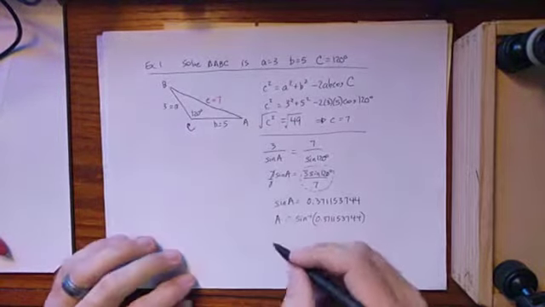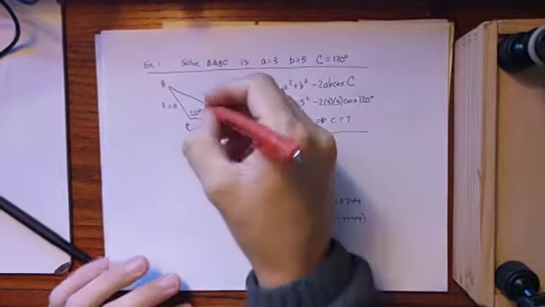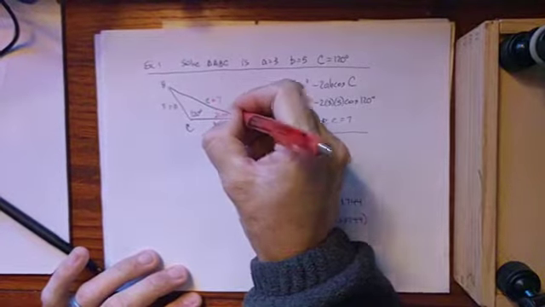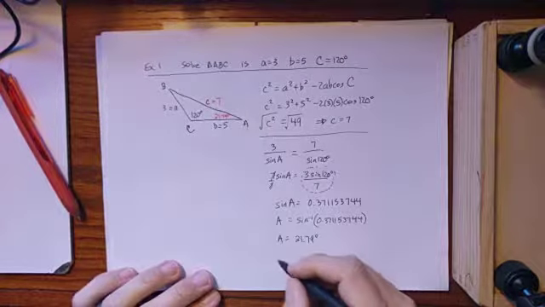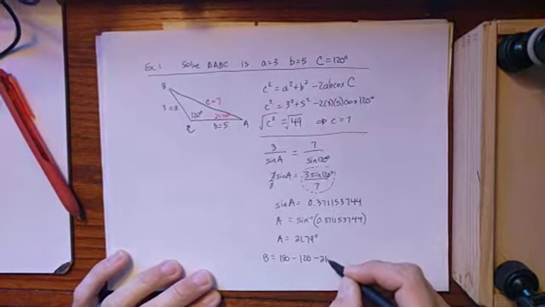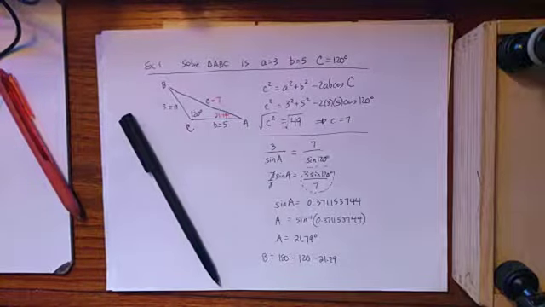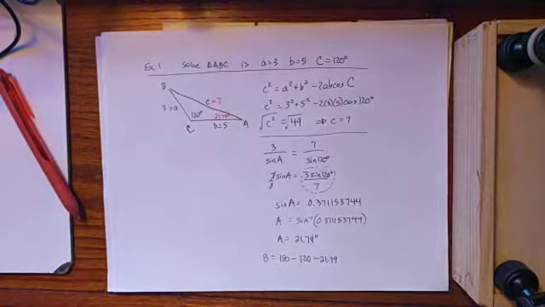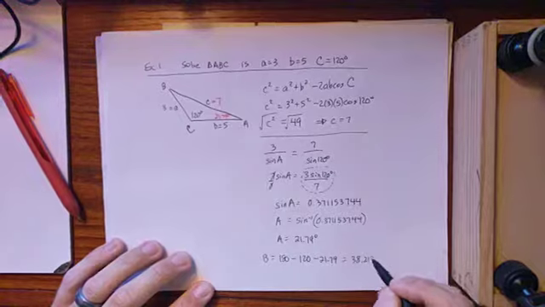All right, so this turns out to be 21.79 degrees. And that's really good news because now I can just subtract these two from 180 to find angle B, right? So angle B is 180 minus angle C minus angle A, right? So I can do that in my calculator too. 180 minus 120, which of course is 60, minus 21.79. So that's 38.21 degrees, and there we go.